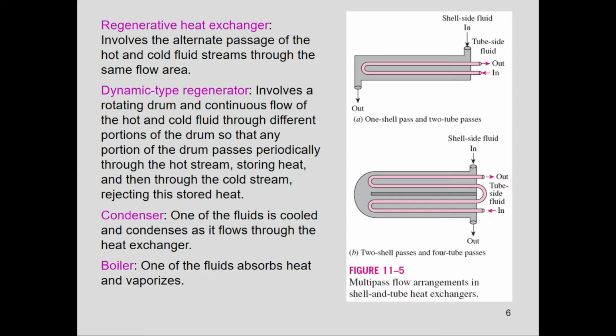For example, the regenerative heat exchanger involves the alternate passage of the hot and cold fluid streams through the same flow area. And the dynamic type regenerator involves a rotating drum and the continuous flow of the hot and cold fluid through different portions of the drum, so that any portion of the drum passes periodically through the hot stream, storing the heat, and then through the cold stream, rejecting the stored heat to another stream. I have already explained the regenerative and the recuperative type of heat exchanger in the previous lecture.